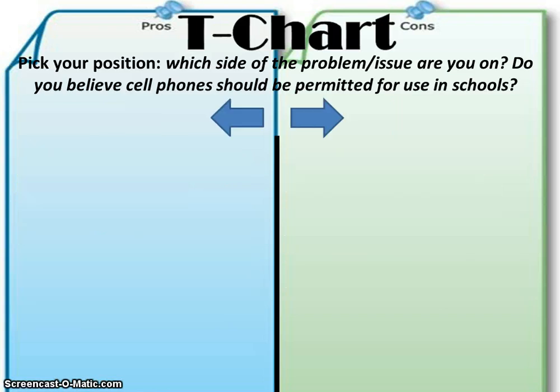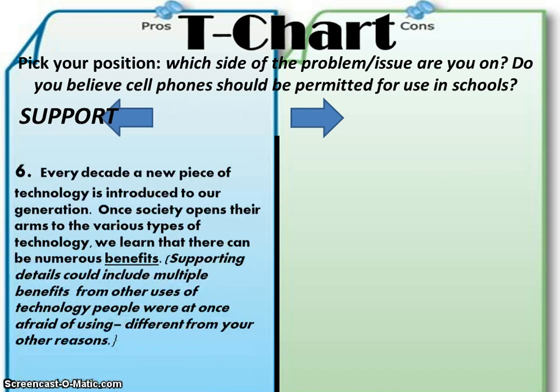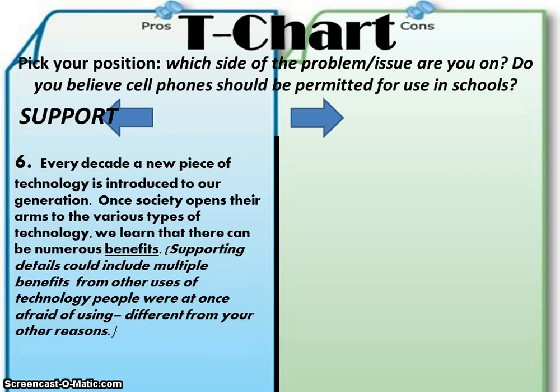Okay, so you guys came up with some really great, strong, supportive reasons to support having cell phones in the classroom or not having cell phones in the classroom. But I wanted to show you some other reasons that might actually inspire you to come up with some greater supporting details, real life examples, and meaningful connections in your body paragraphs. So if you're supporting cell phones in the classroom, you might want to think about this.